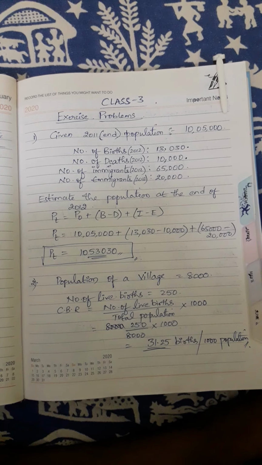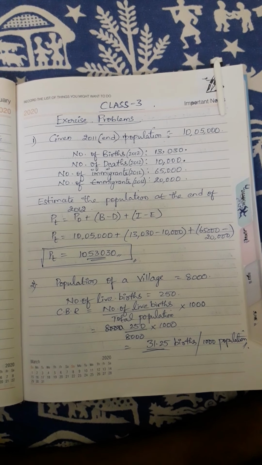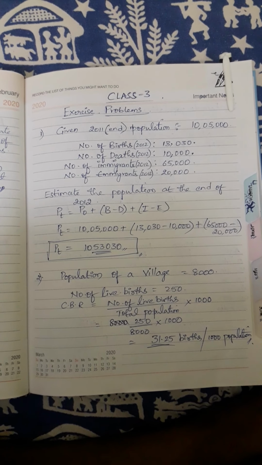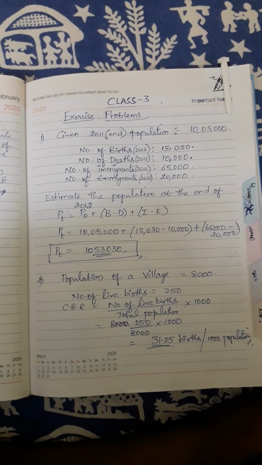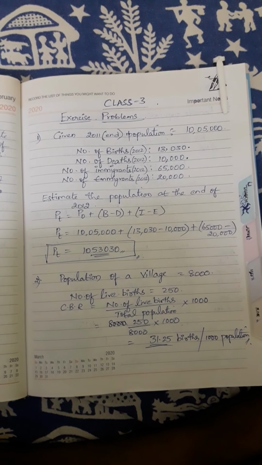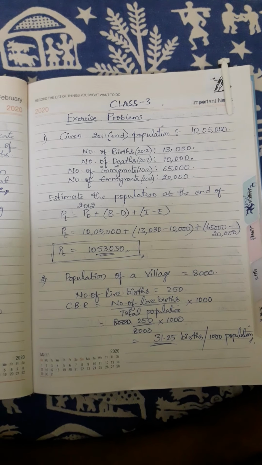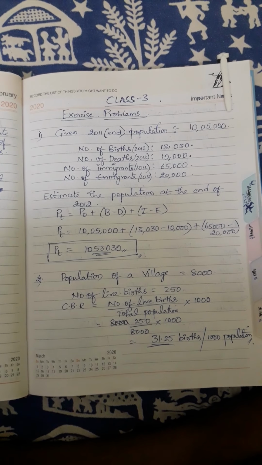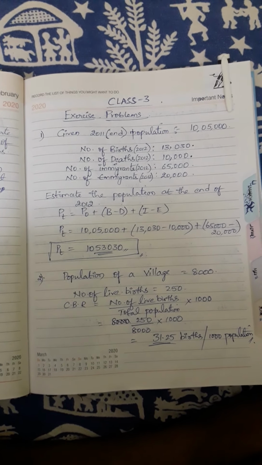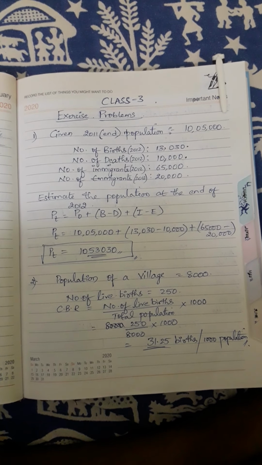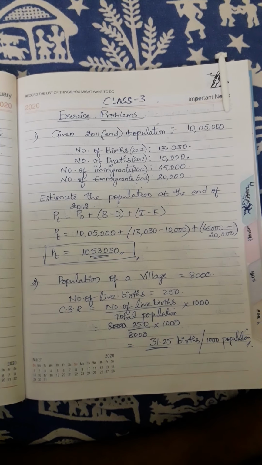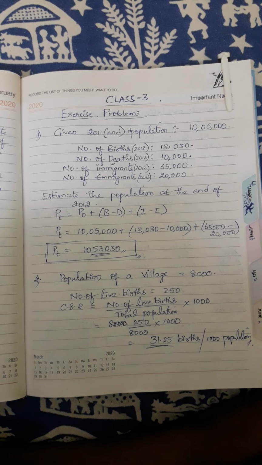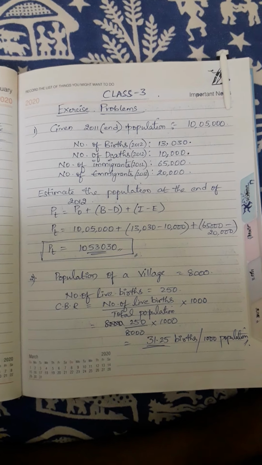I told you 2012 is an intercensal year, because earlier 2011 was a census year and the coming 2021 is a census year, in the future, right? Between those, 2012 is an intercensal year. So census enumeration fails to do that. That's the reason we are using the measurement of population. Substitute all the terms: Pt equals P naught plus births minus deaths plus immigrants minus emigrants.